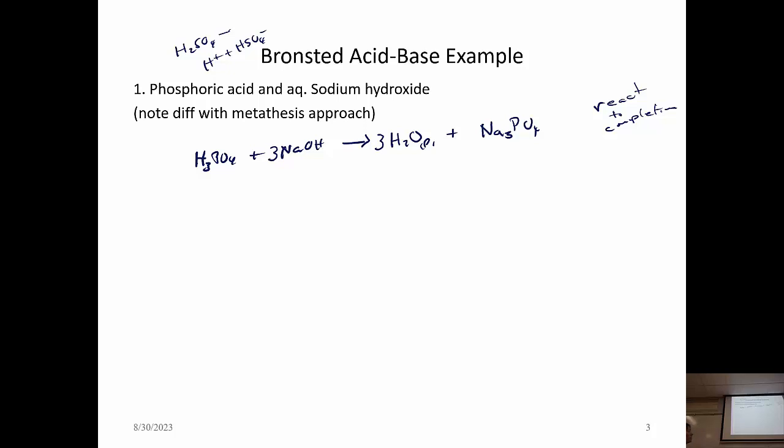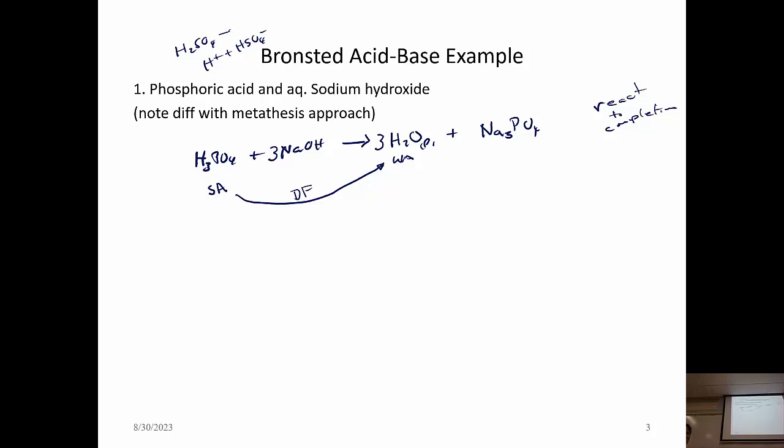Yeah. It's not strong. It's just stronger acid. So acid just refers to stronger. H3PO4 is still a weak acid. But it's stronger than what? It's stronger than water. So this would be our weaker acid here. So we're going from stronger acid to weaker acid. This is our driving force. So we have a metathesis reaction here.